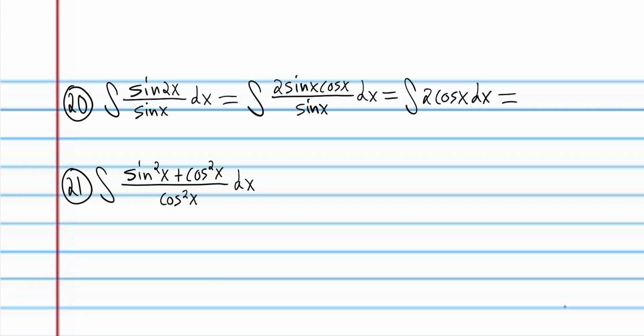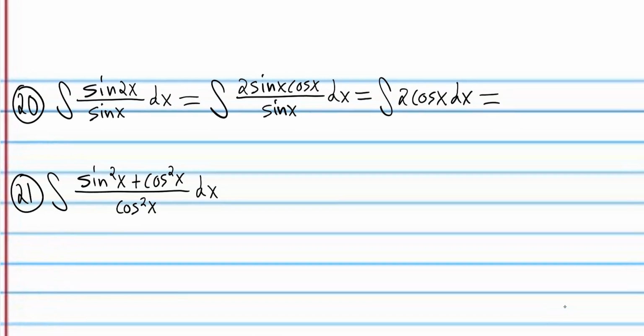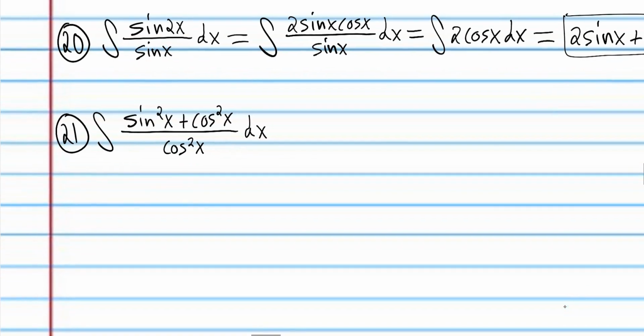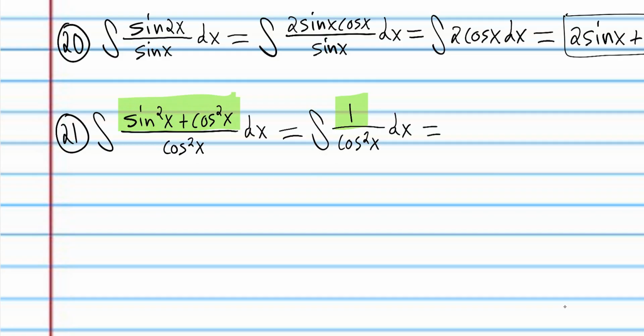So now, the antiderivative is pretty easy. It's just 2 times sine x, because the derivative of sine x is cosine x. Alright, so there's another example. Here's an example where we have sine squared plus cosine squared. We certainly can't find the antiderivatives of this. It's too complicated, but we can change sine squared plus cosine squared into 1. We already did that once in a previous problem. And then 1 over cosine squared, well, that's the same thing as 1 over cosine x times cosine x.